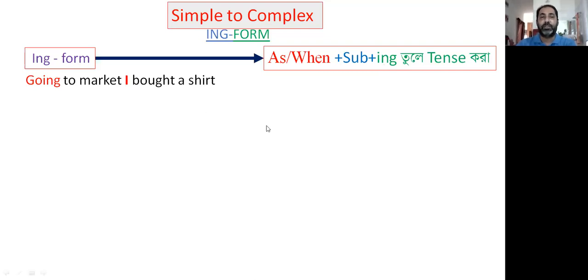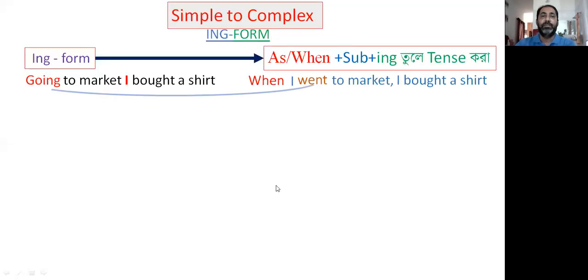Going to market, I bought a shirt. This is a simple sentence. Now what will I do? I will put as or when. Yes, I put here when. Then I will take the subject. The subject is I in the simple sentence. Then going: omit ing and transform it into past tense, as there is a past form verb, bought. So transform go into past form, it is went. Then the remaining, to market, I bought a shirt. Right?